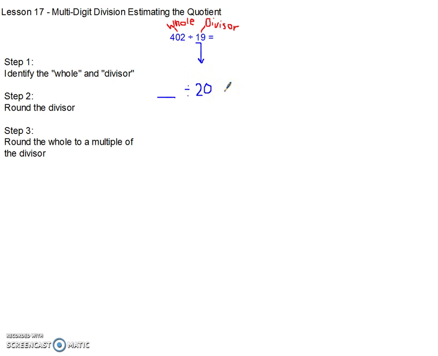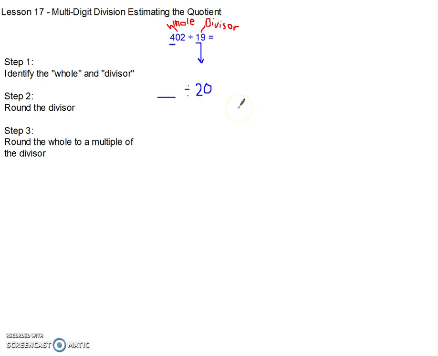Step three is round the whole to a multiple of the divisor. This is a little bit different than multiplication because division is a little bit harder and we can't easily divide something into another number if it doesn't fit nice and neat. So one of the ways to remedy that in our estimating is to make sure that our whole number rounding is a multiple of our divisor. So I'm going to start writing those down once I get around 400.